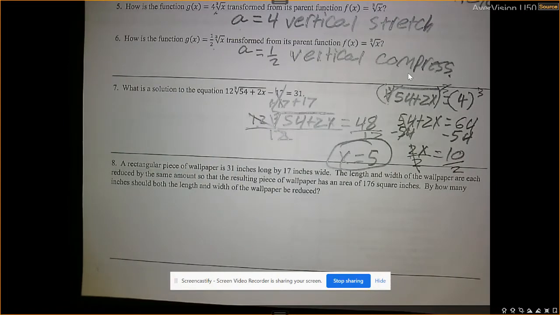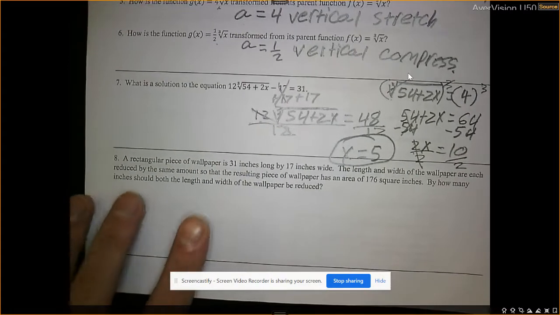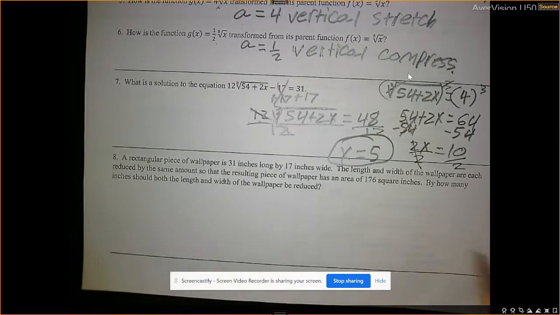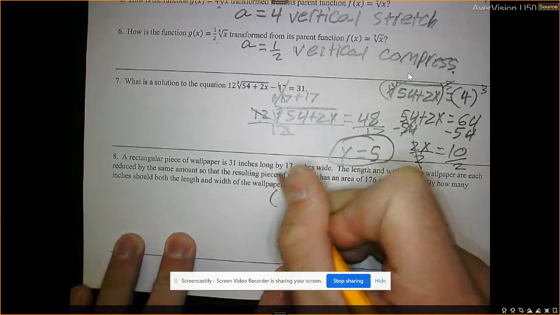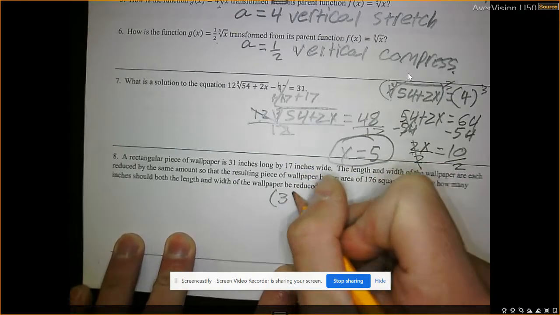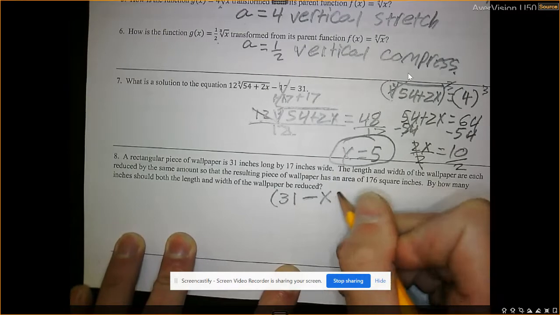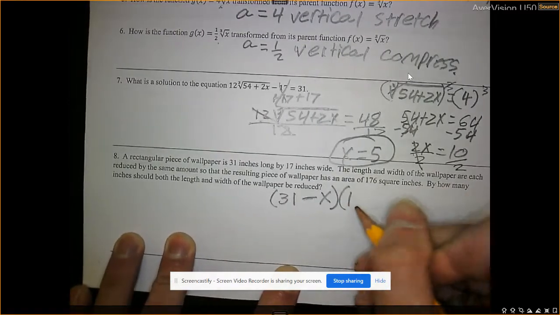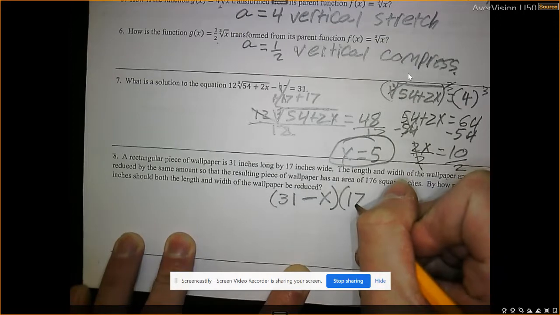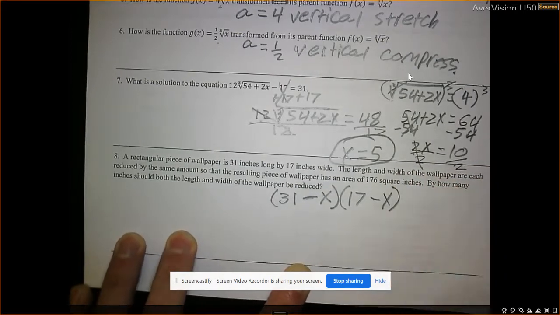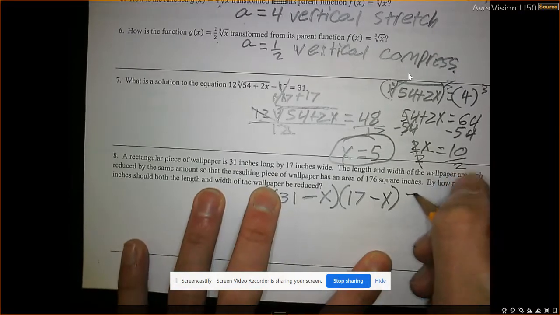All right, going on down, now we have a word problem. It's a rectangular piece of wallpaper that is 31 inches long by 17 inches wide. And the length and width of the wallpaper are each reduced by the same amount. So it was 31 by 17, that's 31 times 17, but they're both being reduced. We don't know by what, but it's by the same amount each. So instead of it being 31 by 17, it's 31 minus x by 17 minus x, because they're both being reduced by the same amount.